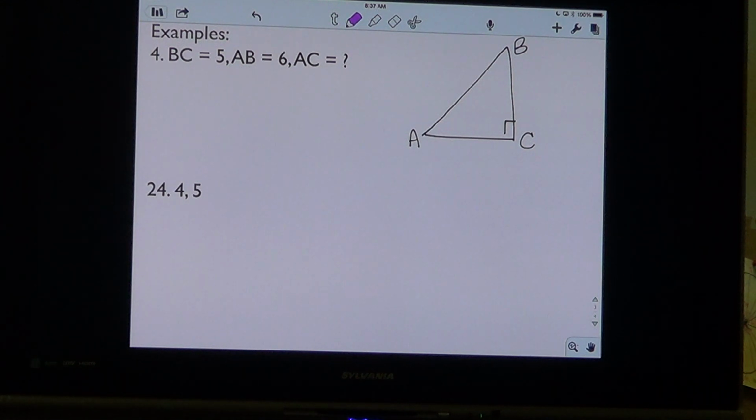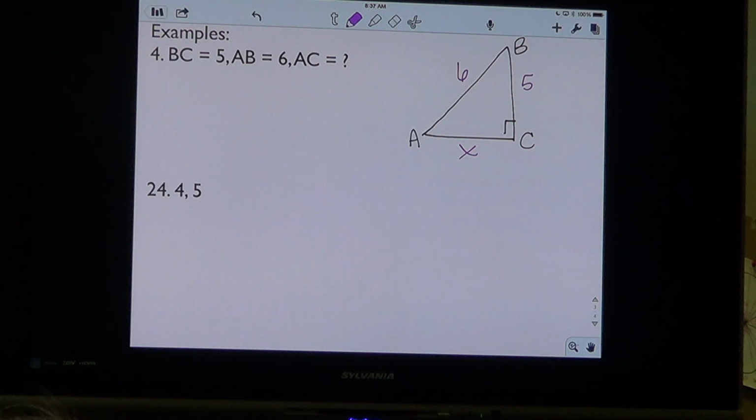So number 4, they've given you this triangle and they tell you that BC equals 5 and AB equals 6, and they want you to find AC. I would recommend drawing the triangle for those, because otherwise it's hard to remember what the hypotenuse is. Or you could just look at it and see that the hypotenuse is AB. For all of those measurements they give you, if it's AB, that one's going to be the hypotenuse. But how would we solve that for x?